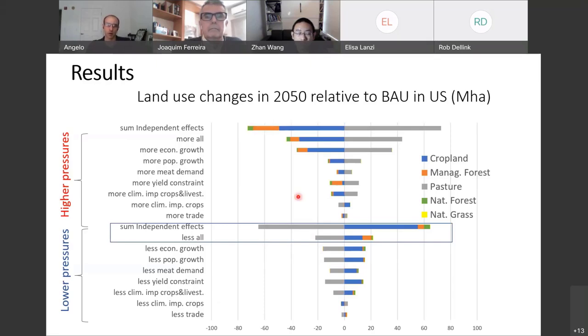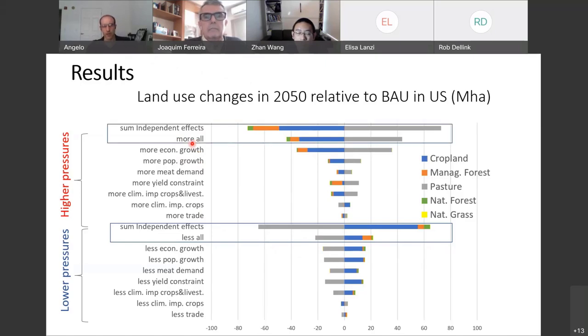And the sum of all the impacts together, if I sum all these bars for the individual shocks, the impact is much larger than just applying all the shocks at the same time. So somehow, when we shock the model with more economic growth, some of the land use transformation that we see is enough to accommodate more population growth when those things are set together. So there's no evidence of tipping points.